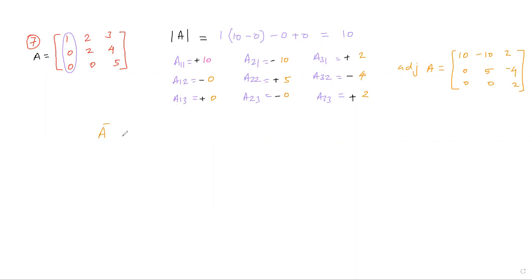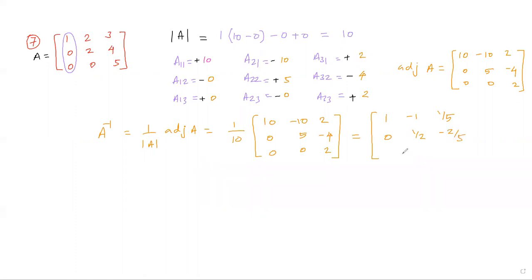Now we need A inverse. A inverse is 1 by determinant of A into adjoint of A. So 1 by 10 into, determinant of A is 10, we already got it. 10, minus 10, 2, 0, 5, minus 4, 0, 0, 2. So you can leave it there or you can just multiply it. If you multiply, you will get 1, minus 1, 1 by 5, 0, 1 by 2, minus 2 by 5, 0, 0, 1 by 5. Got it?